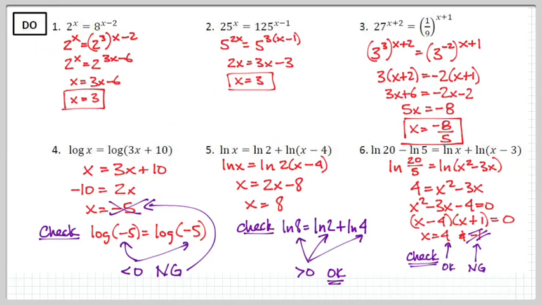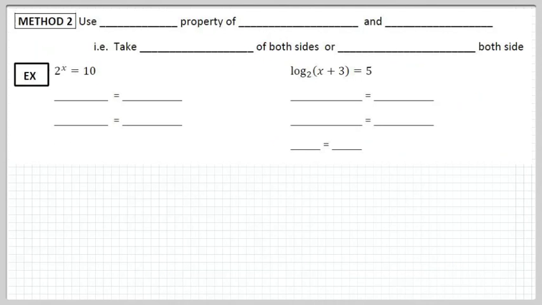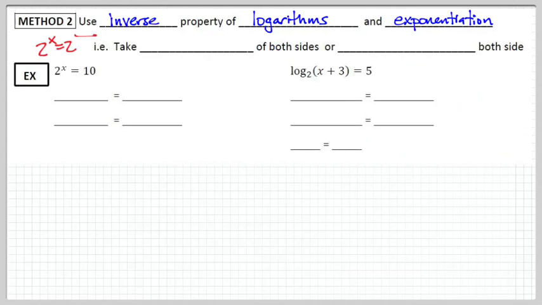Okay, moving on now. Method number 2: we want to use the inverse property of logarithms and exponents to solve equations sometimes. In this case, we have 2 to the x is equal to 10, and it's not in this nice 2 to the x is equal to 2 to the something type of form. We don't have that here, so we need a different mechanism. The concept is to take either the log of both sides or to exponentiate both sides.